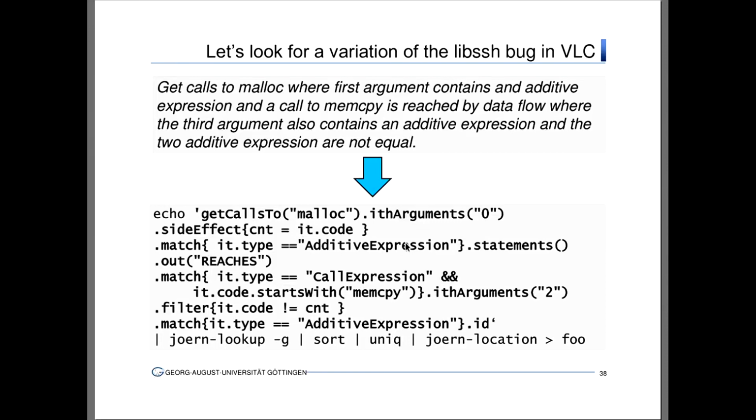Now, from there, look for an additive expression. If there's no additive expression, an empty set will be returned here, so those will be filtered. And then from all those mallocs where there's an additive expression in the first argument, go up to the statement that encloses this. From there, follow data flow links to calls to memcpy, where the third argument is not equal to this CNT that we just stored up here, and there's an additive expression inside. And that's it. I can imagine that if you see something like this for the first time, it looks really complicated, but you'll get very fluent at this kind of stuff. Then we just pipe it into yearn lookup, we sort it, unique, and we get the locations with yearn location.